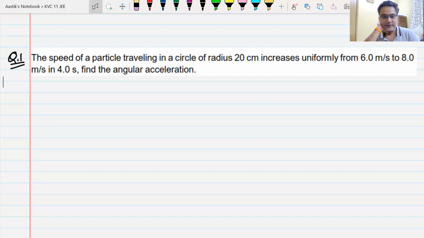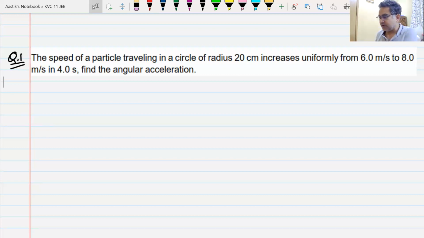Boys class, do we have any answer? Yes? 2.5. 4.5? No, no, no. 2.5 radians per second square. Is that what you're saying? Yes, sir. That is correct, sir. 2.5 radians per second square is correct.